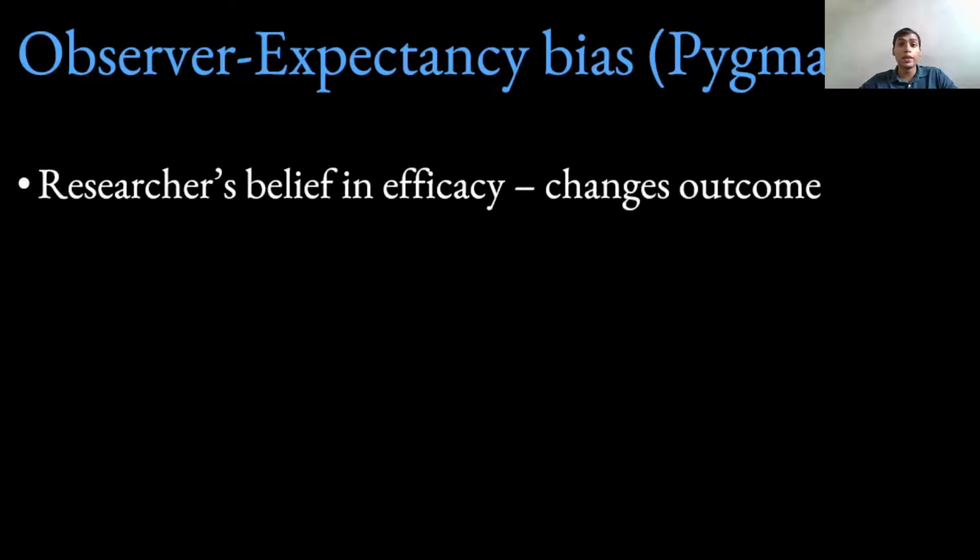The observer-expectancy bias, or the Pygmalion effect, occurs when the researcher's belief in the efficacy of a treatment changes the outcome of that treatment. For example, an observer expecting a treatment group to show signs of recovery is more likely to document positive outcomes.